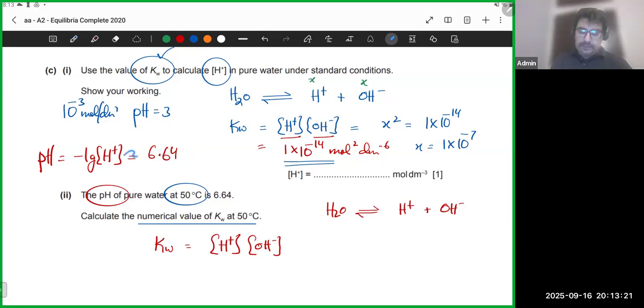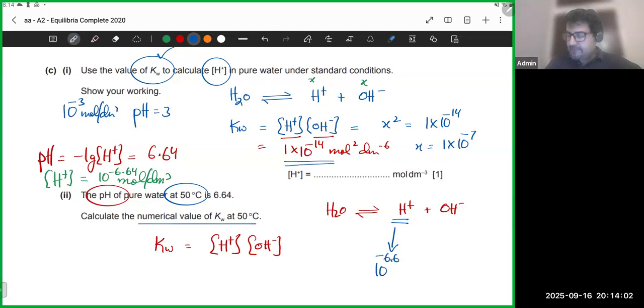So the reverse is if they give you 3, that means the actual concentration is 10 power minus 3. So if they give you 6.64, that means the actual concentration of H plus 1 is 10 to the power minus 6.64 mole per dm cube. So whenever you see pH 3 or something, it just means it's 10 power minus 3. If it's 6.64, that means it's 10 to the power minus 6.64. So what they've given us is that the H plus 1 concentration over here is 10 to the power minus 6.64 mole per dm cube.